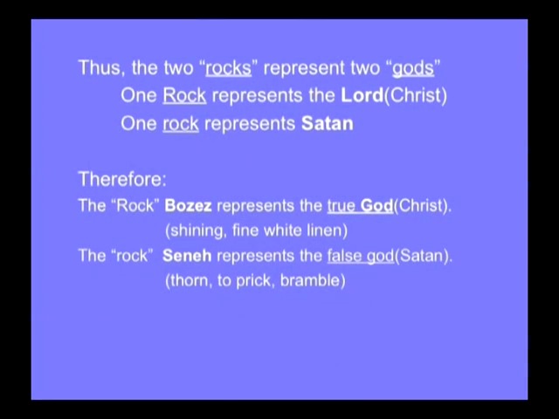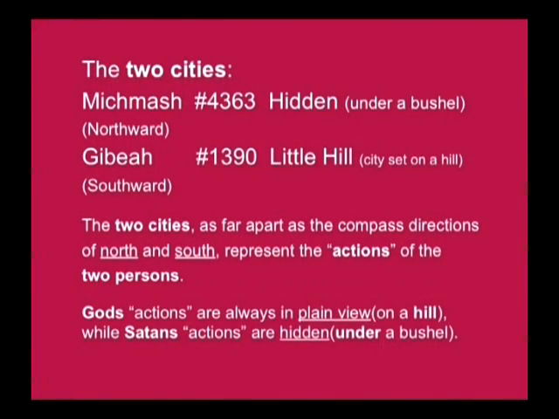So we've learned that there are two rocks that represent two gods. One rock represents the Lord, Christ, and one rock represents Satan. Therefore, the rock Bozez represents the true God, Christ, shining, fine white linen. And the rock Seneh represents the false god, Satan, something that will hurt us, a thorn, prick, a bramble. The two cities, Michmash, northward, means hidden, like under a bushel. And Gibeah means little hill. These two cities, as far apart as the compass directions of north and south, represent the actions of the two persons. God's actions are always in plain view on a hill, while Satan's actions are always hidden under a bushel.